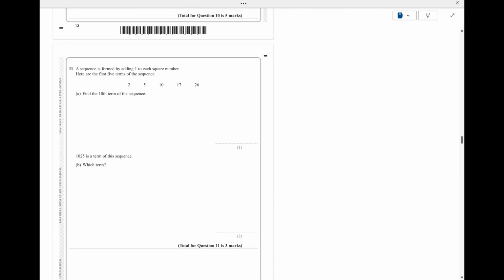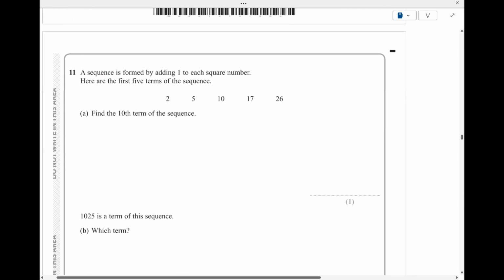Right, let's have a look at question 11. A sequence is formed by adding 1 to each square number. Here are the first 5 terms. Let's have a look at each square number. So 1 times 1 is 1, 2 times 2 is 4, 3 times 3 is 9, 4 times 4 is 16, 5 times 5 is 25. I see. So we've got each square number and then we've got 1 added to it.